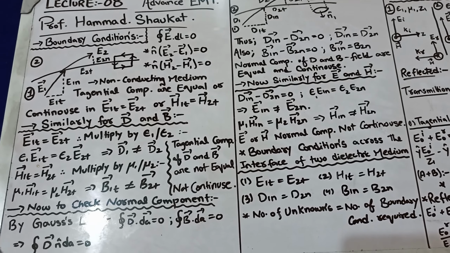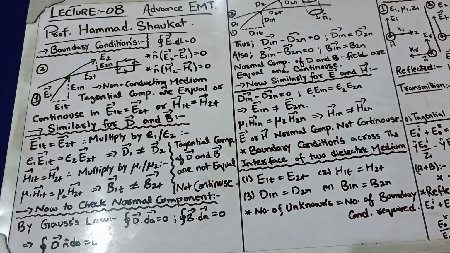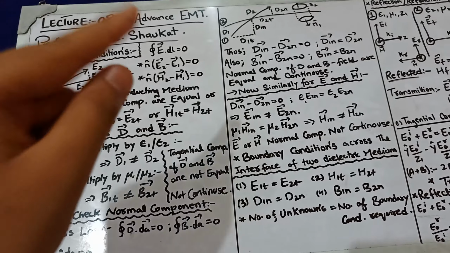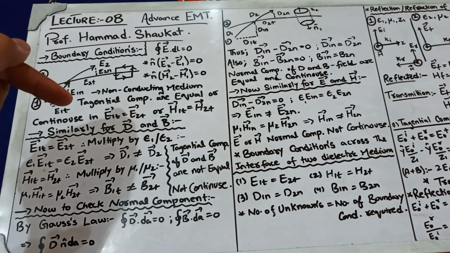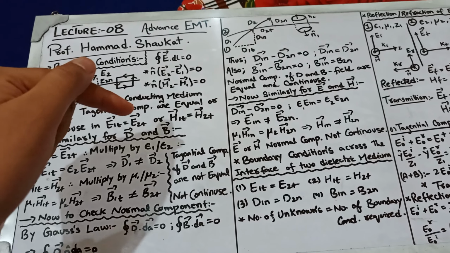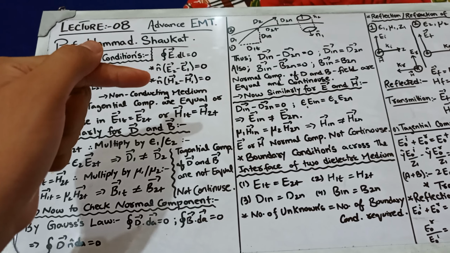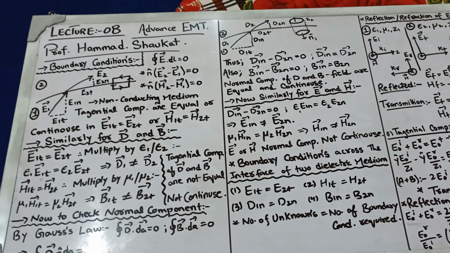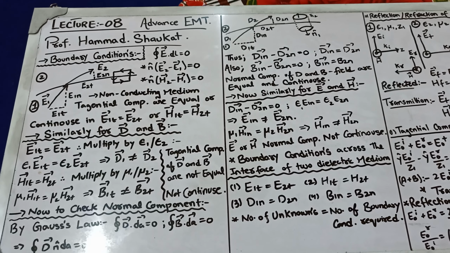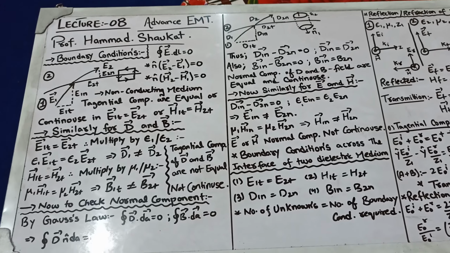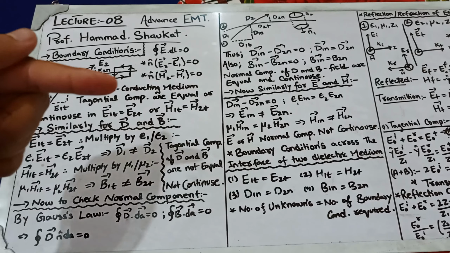So we can conclude from these relations that in a non-conducting medium, for the case of E and H, your tangential components are equal, or you can say continuous, because E1t equals E2t from this, and H1t equals H2t from this equation. Similarly, let's find for the case of D and B. How can we find it?